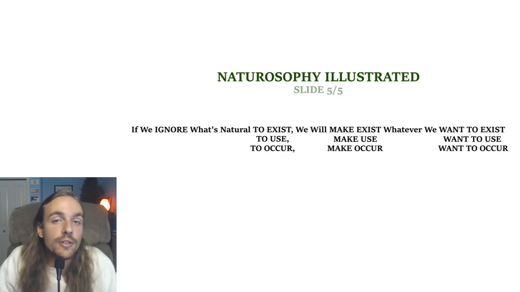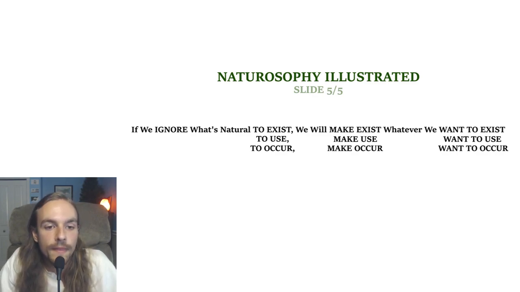So the final slide here for this presentation is then to understand existence, usage, and occurrence. In Naturosophy, I have a common phrase that says just because something is natural to occur does not mean it's natural to exist, and just because something is natural to exist does not mean it's natural to use. It can sound confusing, but this can also really clarify. If we ignore what is natural to exist, we will make exist whatever we want to exist.